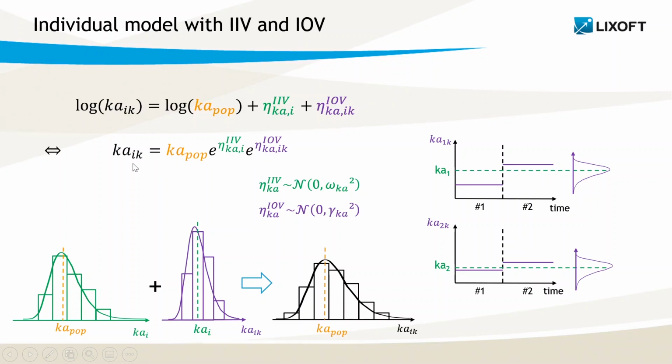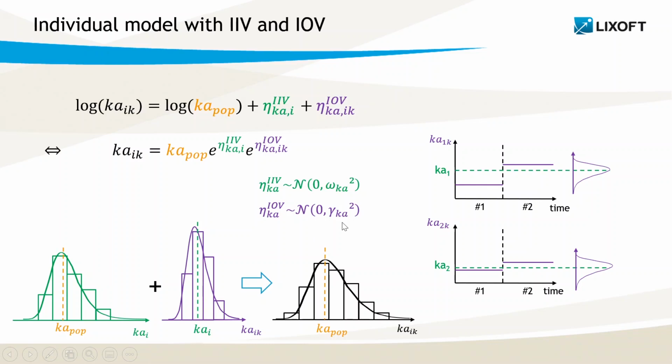So for each individual i and each occasion k, the value for Ka is defined by Ka pop, a deviation from Ka pop based on the IIV random effect for individual i, and a deviation from this individual value for each subject occasion based on the IOV random effect, which is part of a normal distribution with standard deviation gamma Ka. So the distribution of Ka values across all subject occasions is a combination of these two distributions defined by Ka pop, omega Ka, and this one defined by gamma Ka.